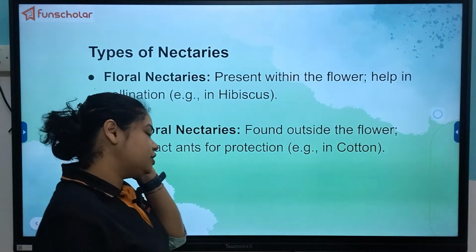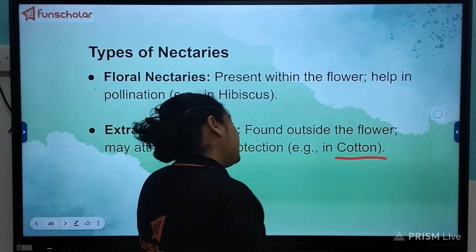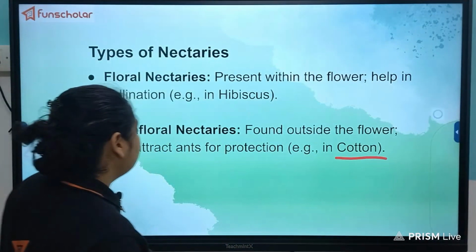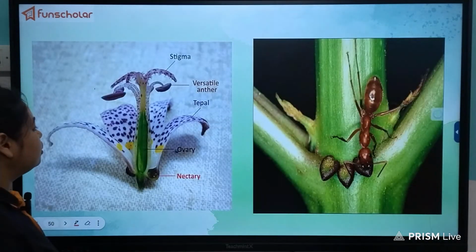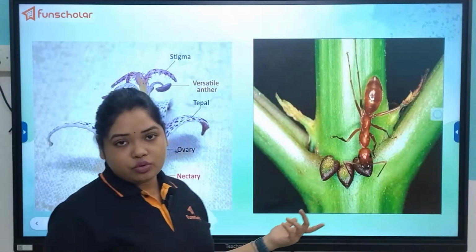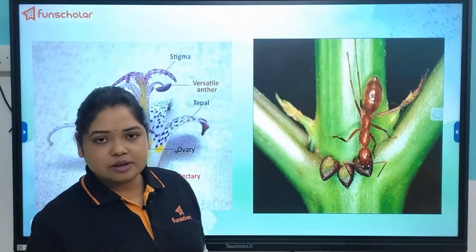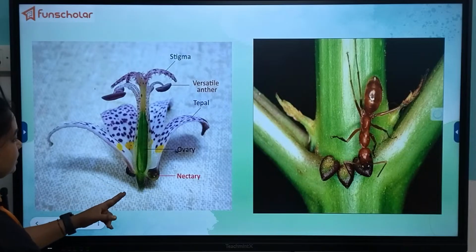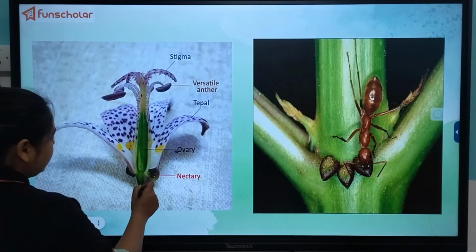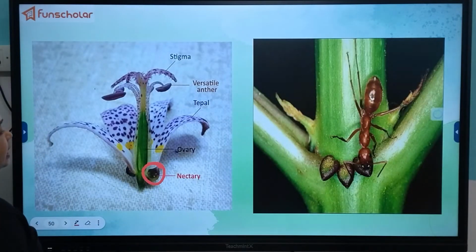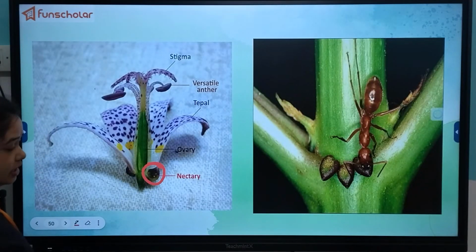So therefore, in case of plants such as the cotton, ants will come to collect the nectar from the extrafloral nectaries which are present there, and in doing so they actually protect the plant, because whenever you go to pluck the flower or something, obviously the red ants can bite you. So here you can see this is the ovary, and the nectar is present at the base of the ovary. This is an example of the floral nectary which is present inside the flower.